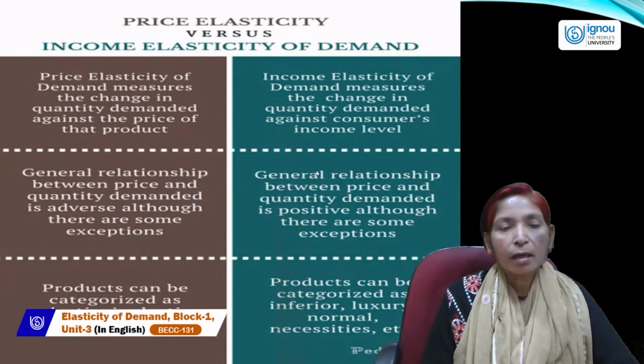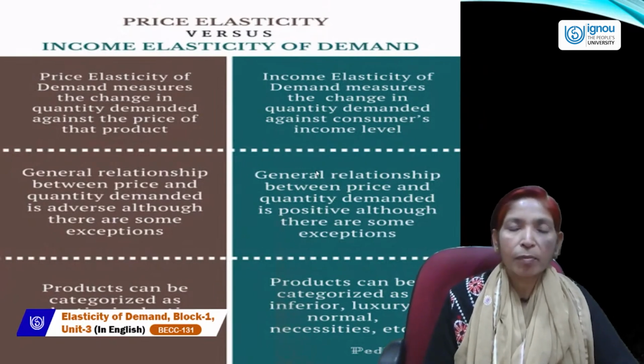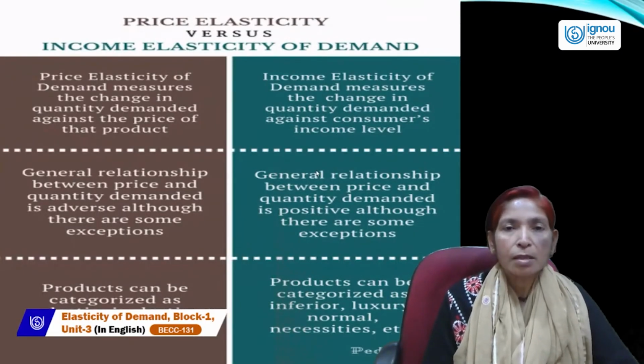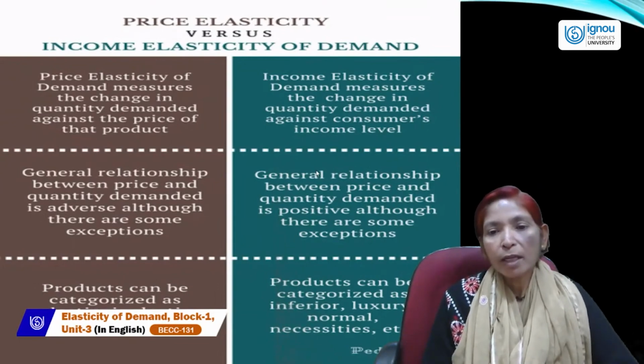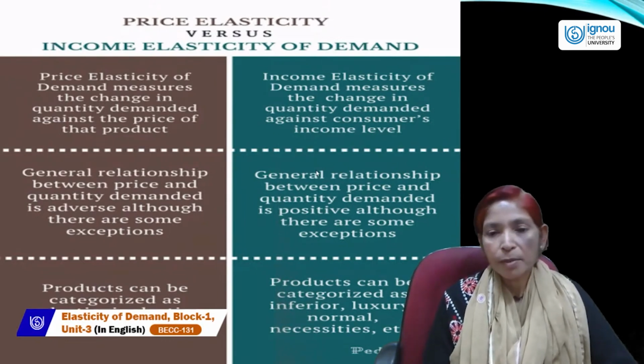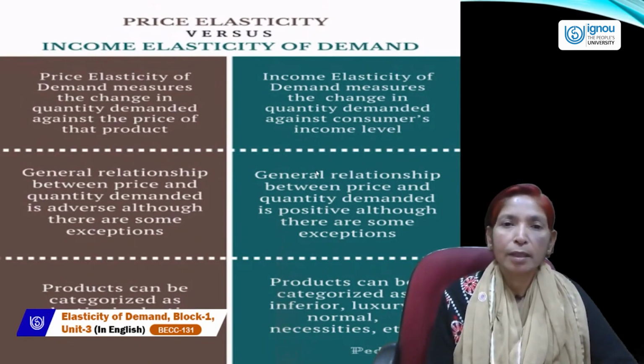Second point is, in case of price elasticity of demand, the relationship between demand and price, both are related, and we know that both are inversely related. The general relationship between price and quantity demanded is adverse or inverse, although there are some exceptions. And the general relationship between income and quantity demanded is positive. There are also some exceptions, but income and quantity demanded are generally positively related.